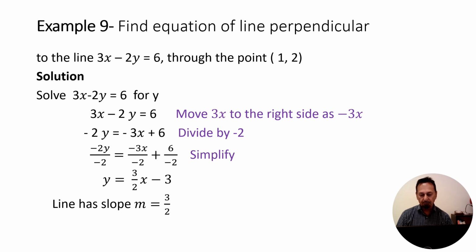Example 9. Find the equation of the line perpendicular to the line 3x minus 2y equals 6 through the point (1, 2). So let's solve 3x minus 2y equals 6 for y. Move the 3x to the right side as minus 3x. So we have minus 2y equals minus 3x plus 6. Now we divide by negative 2. So we have negative 2y over negative 2 equals negative 3x over negative 2 plus 6 over negative 2. Simplifying, this becomes y equals 3 over 2 x minus 3. So the slope of this line is 3 over 2.